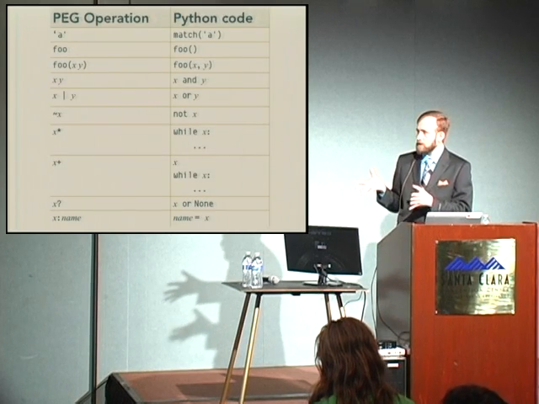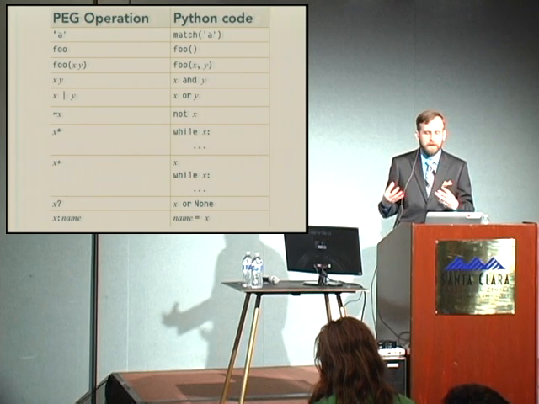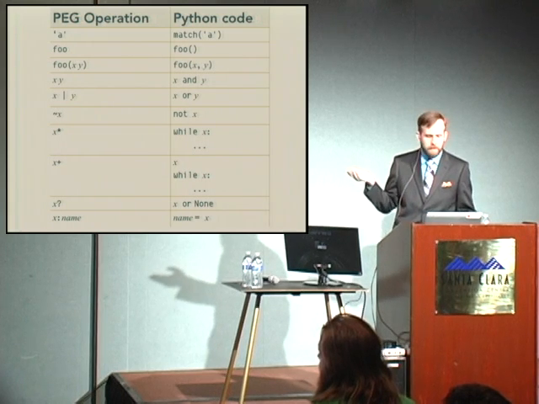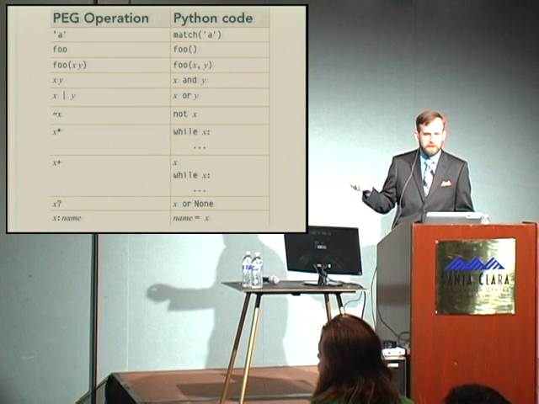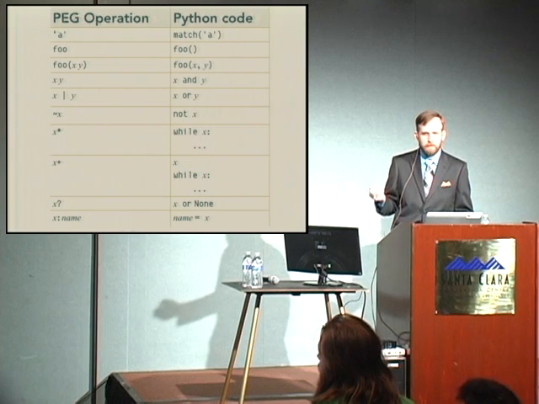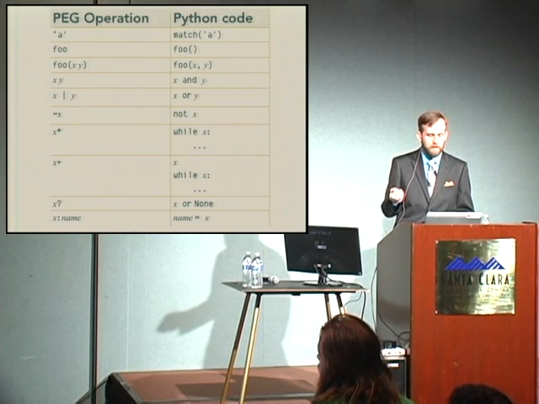So each operation in a PEG grammar corresponds to an operation in Python. And the mapping's pretty straightforward. We can call rules like we can call functions. We've got and, or. We've got negation, fail if this does match. Then we've got star and plus and question mark, which work like they do in regular expressions. Match things 0 or more times, 1 or more times, or match it optionally.